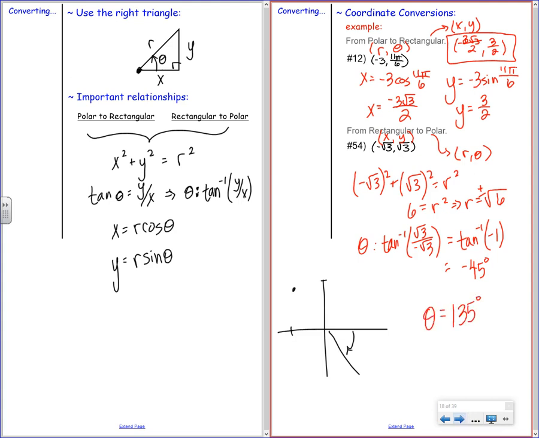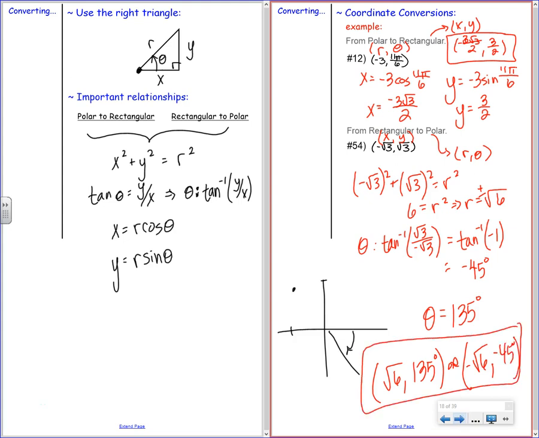But here's the kicker. Are you ready? Could you have chosen positive root 6 with 135 degrees to get to this point? Yes. Pause. Couldn't you also have chosen negative root 6 from negative 45 and had the exact same point? And couldn't you have made infinitely many other points? As long as it's one that works, I don't care.